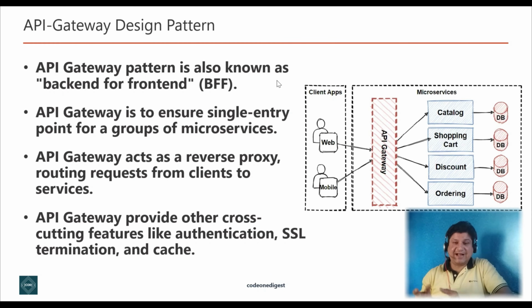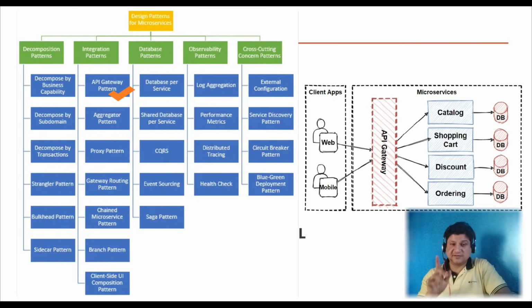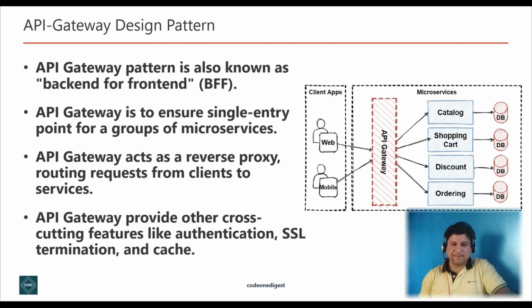Okay, friends. So now let's start with API Gateway Design Pattern. What is API Gateway Design Pattern all about? Remember that this is the first design pattern in integration design pattern category for microservices. So what API Gateway Pattern says, API Gateway Pattern is also known as the backend for front-end design pattern. The purpose of API Gateway Design Pattern is to provide single entry point for a group of microservices. It's similar to a facade pattern for object-oriented design, but in this case, it is a part of distributed system.